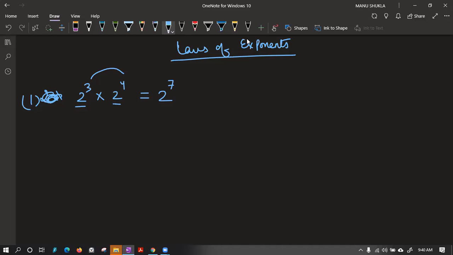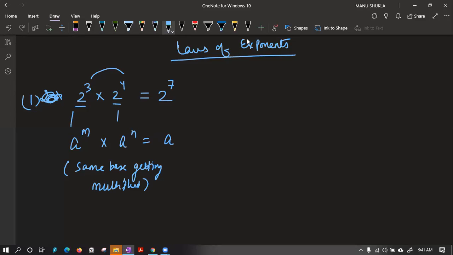So can I say a formula? If we have a power m into a power n, so when the same base is getting multiplied, please tell me what will be the answer. By observing these, we can say the answer will be a power m plus n, not mn. m plus n. This is the formula. So when the same bases are getting multiplied, the powers will add.